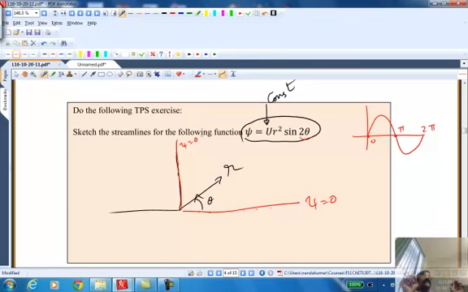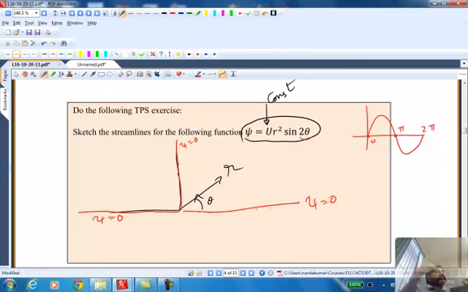What are the pairs of values of r and theta? On the first line, r is any value and theta is 0, and on this line, r is any value and theta is pi over 2. And what will be the next one? This one. So these are some streamlines, and remember, the flow cannot cross a streamline.